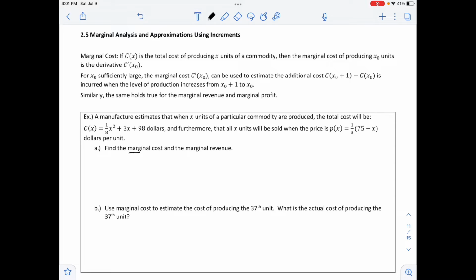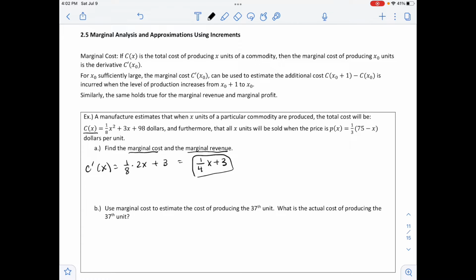So marginal, again, is that keyword that means take a derivative. So our marginal cost would be C prime of X, and our cost function is listed up above. And so in order to do this, we're going to have 1/8 times 2X plus 3, which is going to simplify to 1/4 X plus 3. And this is our marginal cost function. Go ahead and box that.